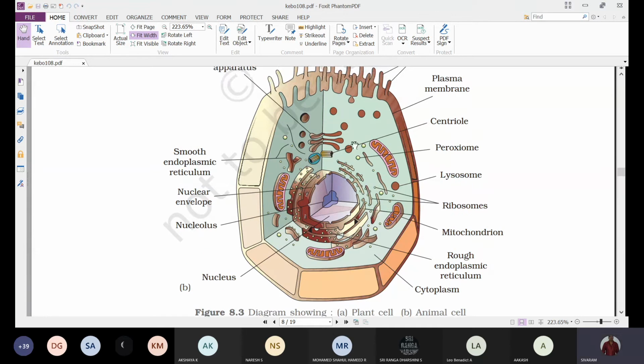Okay, and in animal cells, the delimiting structure is the plasma membrane. We don't find cell walls. And what are the structures that are present? Centrioles. We can see these centrioles are present usually near the nucleus. These centrioles are mainly involved in cell division and in the formation of a spindle apparatus.